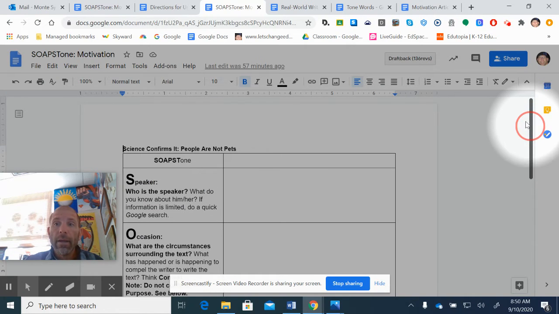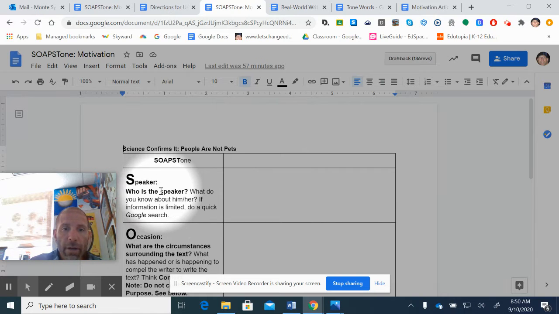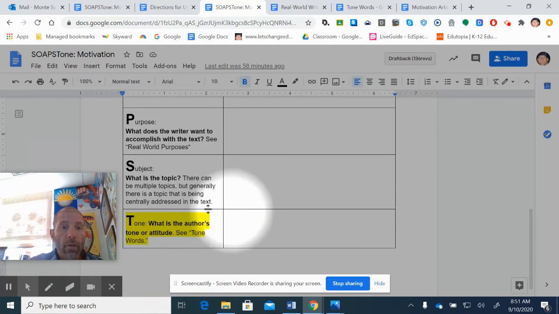All right. Now, this is how this is set up a little bit. On the left here, you're going to find a question. Who is the speaker? What are the circumstances surrounding the text? Who is the audience? What does the writer want to accomplish with the text? What is the topic? And then finally, what is the author's tone or attitude?